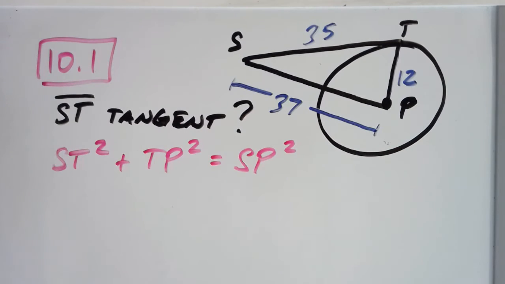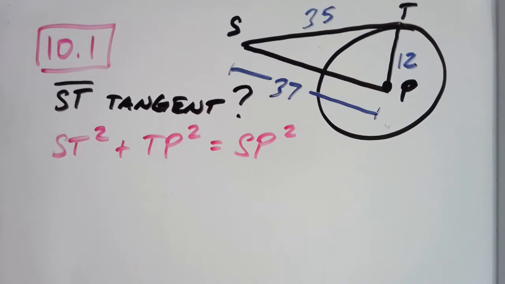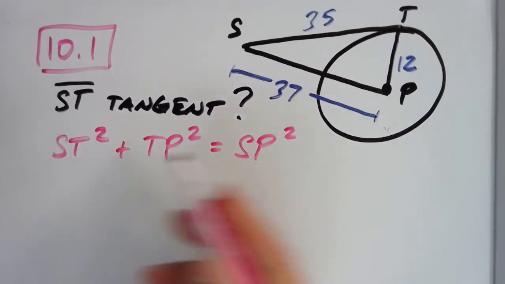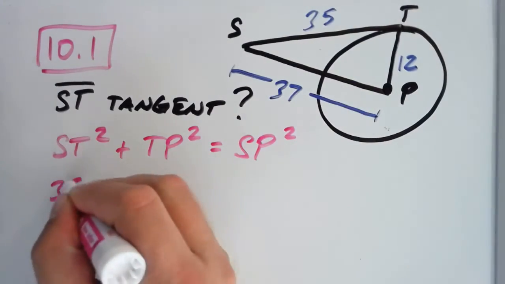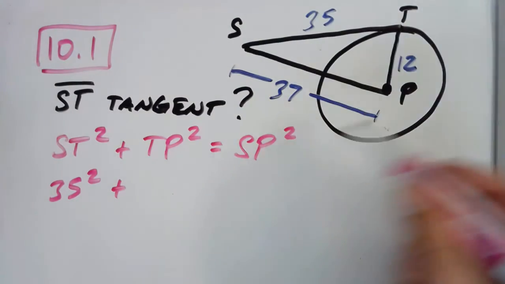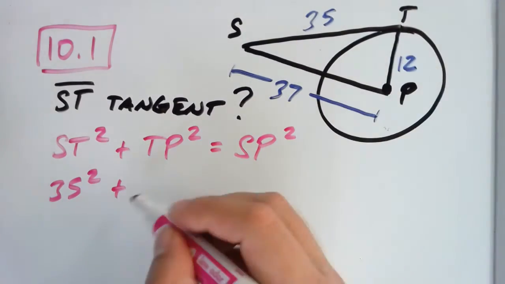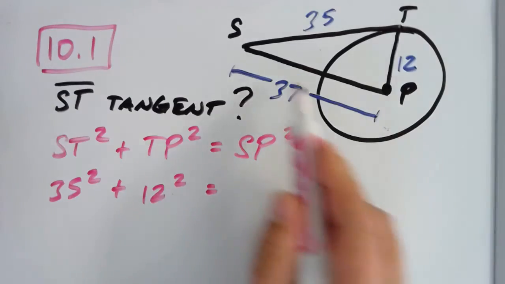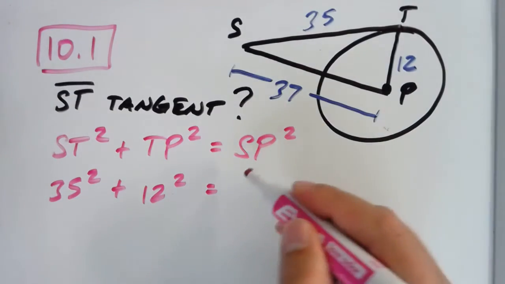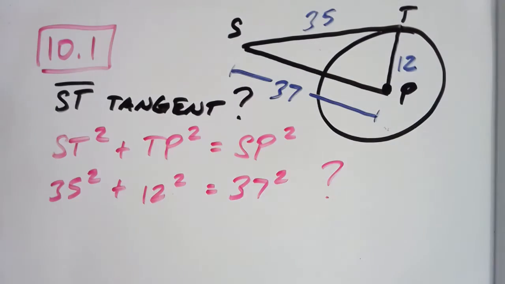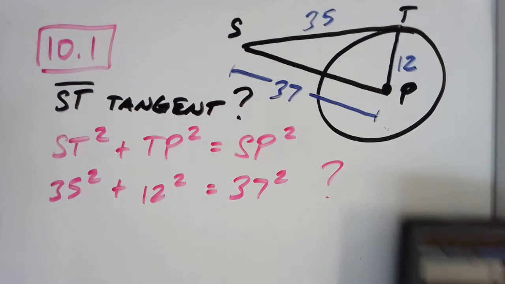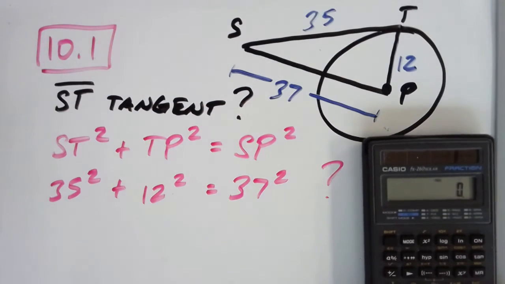Okay, but now I'm just plugging stuff in and I'm going to do calculator work. So let me demonstrate that right now. So ST here, that's the questionable piece right here, the 35 units. I'm going to test to see if that's squared, plus the other leg here, the radius, 12 squared, equals the hypotenuse, 37 squared. And technically speaking, this is a question mark. I don't know whether or not this is true. It's quite possible that these sides do not equal each other. I'm testing that. So don't be afraid to use a calculator.